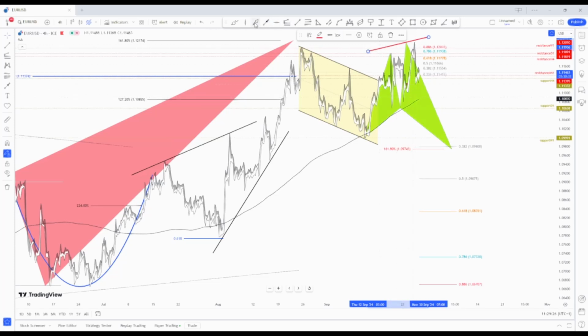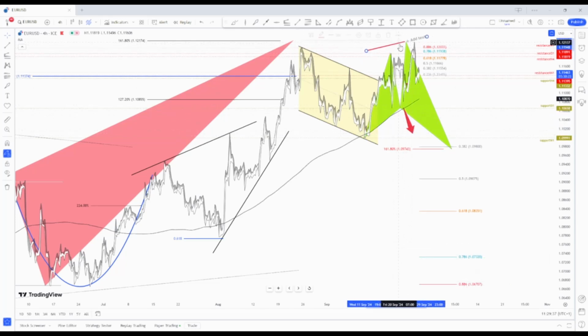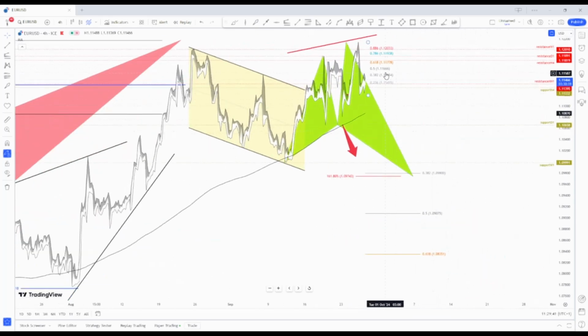In order to confirm that false break of the resistance, we need to see a clear violation of this support at 110.65. Only then will we confirm this as a false break of resistance. Until then, the market can stay in range for undetermined periods of time. So that being said, wait for your confirmation.